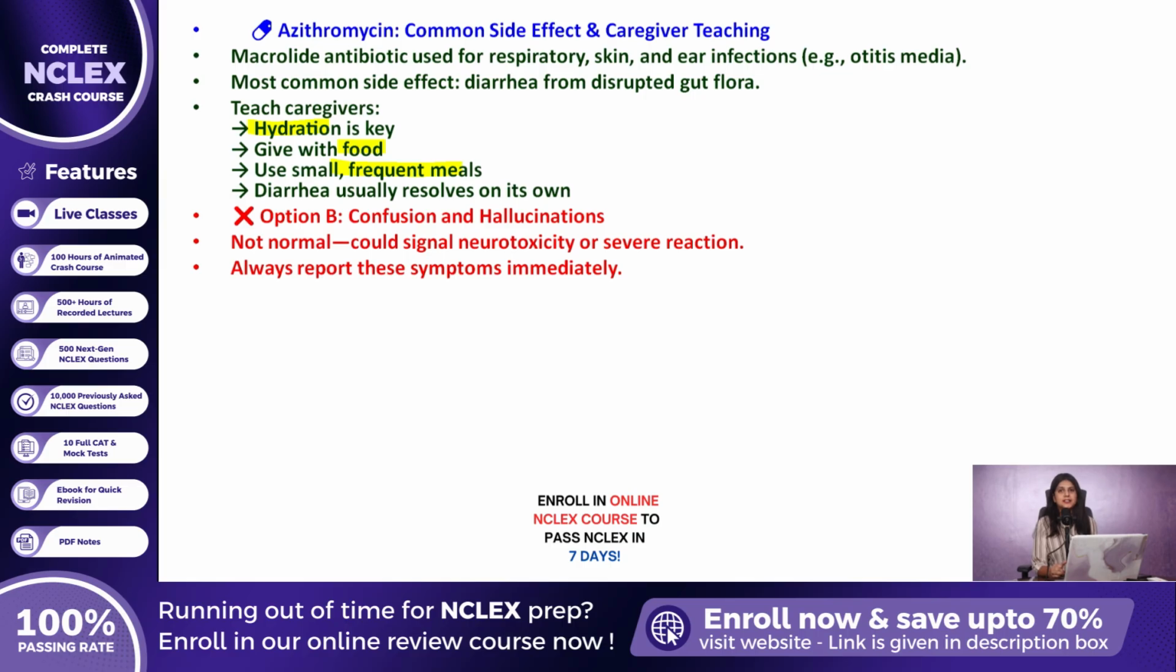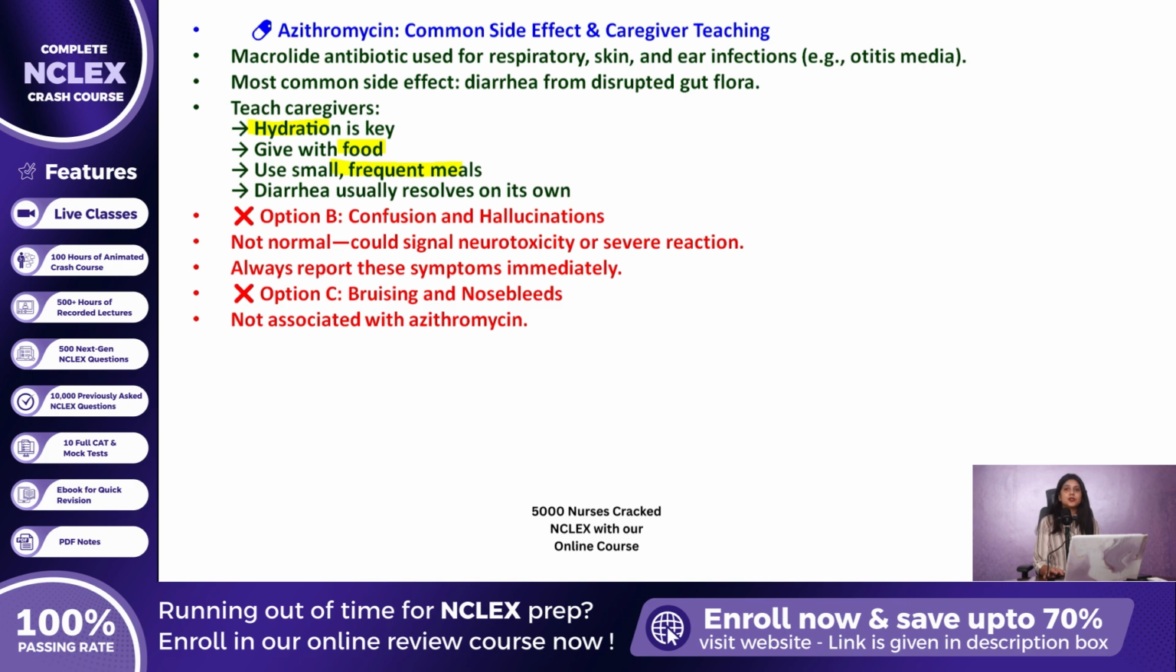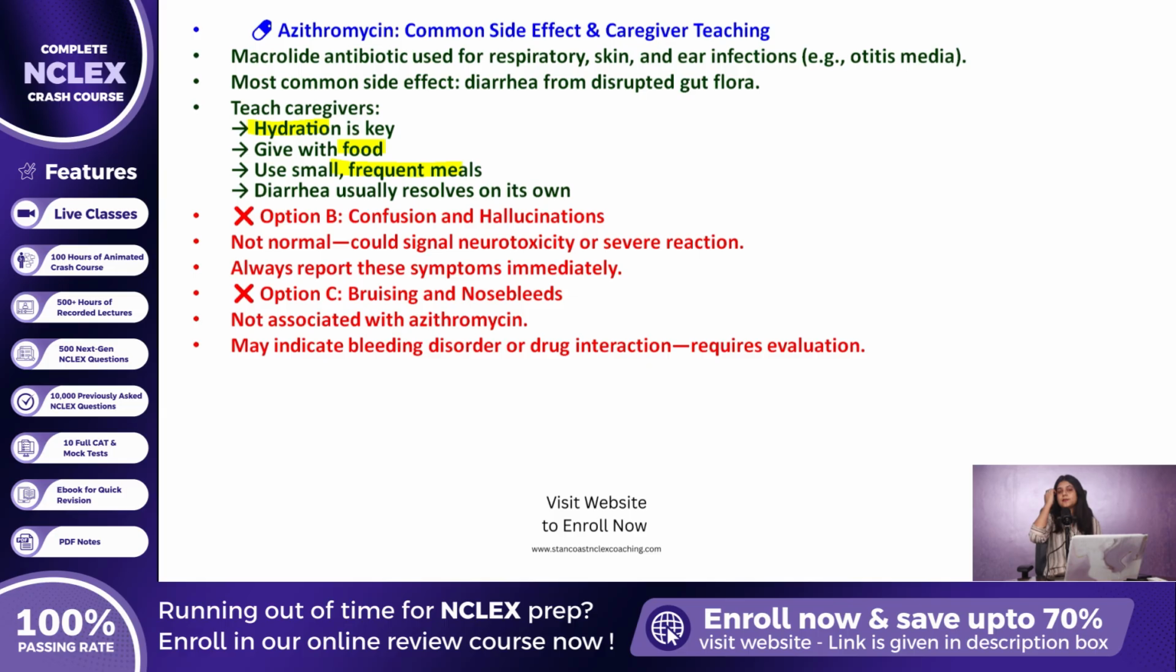Next, let us evaluate option C, which claims that mild bruising and nosebleeds are expected during treatment. This too is incorrect. Azithromycin does not impair platelet function, bone marrow activity, or coagulation pathways. If these symptoms were to occur, the nurse should consider a more serious etiology, such as a bleeding disorder, thrombocytopenia, or an interaction with another drug like anticoagulants. NCLEX often uses these distractors to test whether you can match side effects to the drug's class and mechanism of action. Teaching caregivers to expect bruising or bleeding as part of normal therapy could desensitize them to serious warning signs that actually need urgent evaluation.